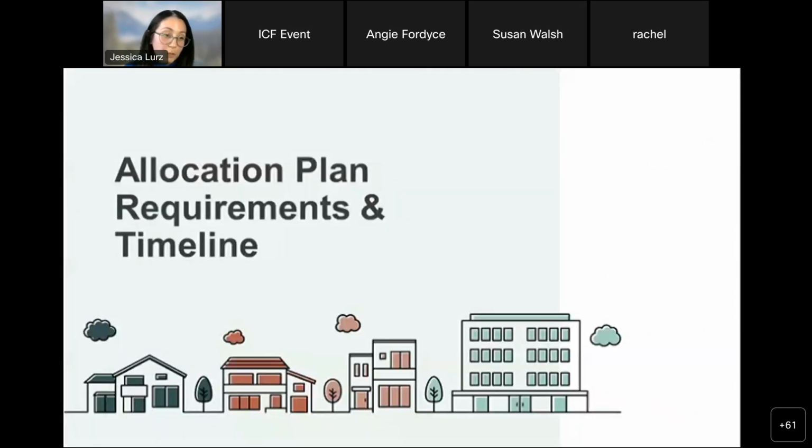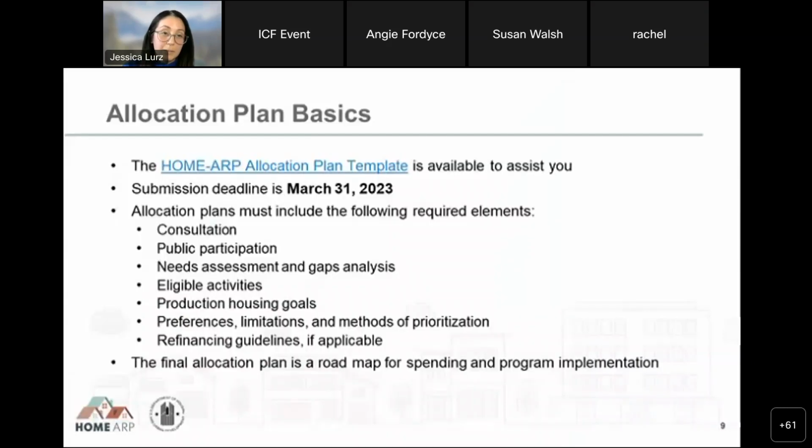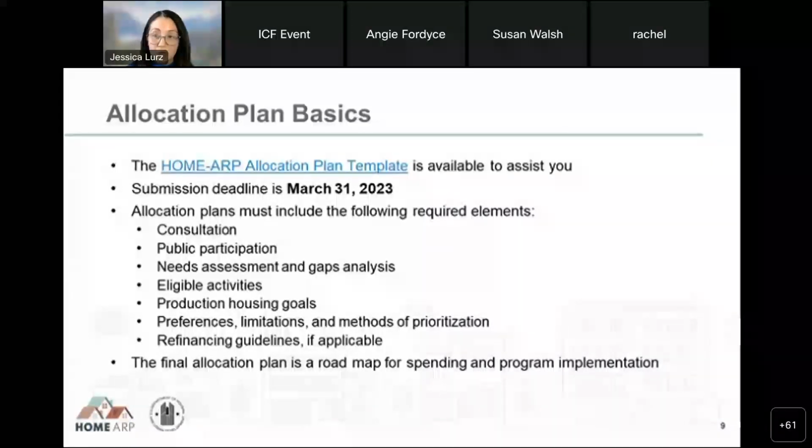So we're going to go very quickly over the allocation plan requirements and timeline. As I mentioned earlier, we're about 2 months from the deadline for submitting your allocation plan. While it's not required, we do encourage you to use the HOME-ARP allocation plan template as you're developing and drafting your allocation plan. That template really will ensure that you're answering all of the required questions and have all the information in a way that's organized and easy to find and read.